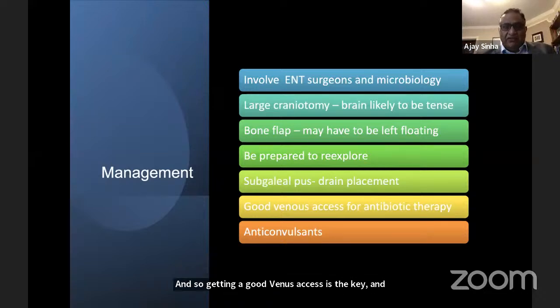We don't want patients to miss their dose of antibiotics or have just one dose in the morning and wait till the following day to get a line in. So we tend to insist on good venous access upfront, and anticonvulsants as and when required. We don't give them upfront. And that's been our policy.